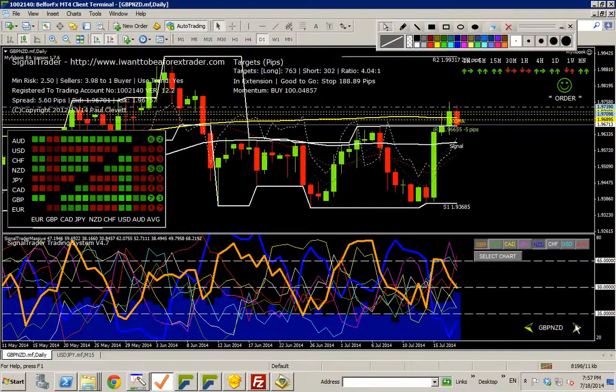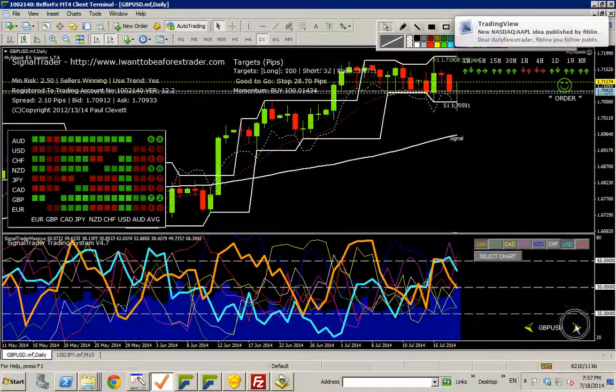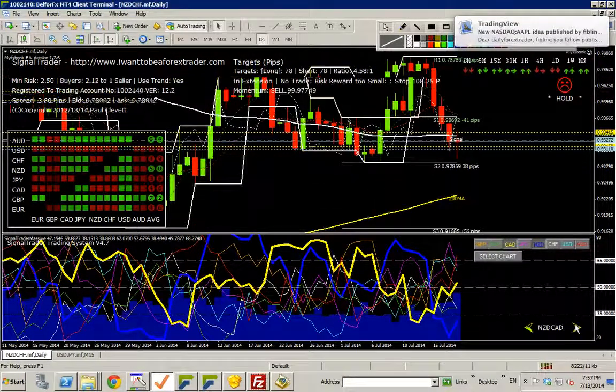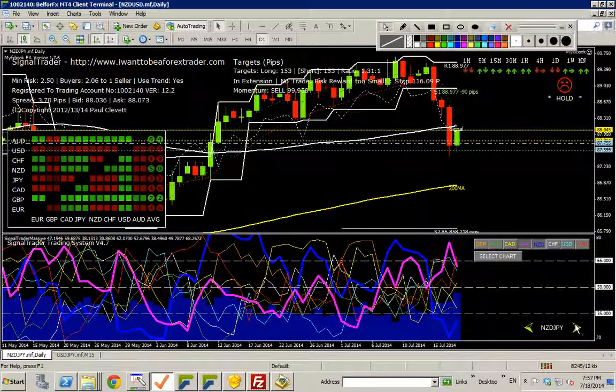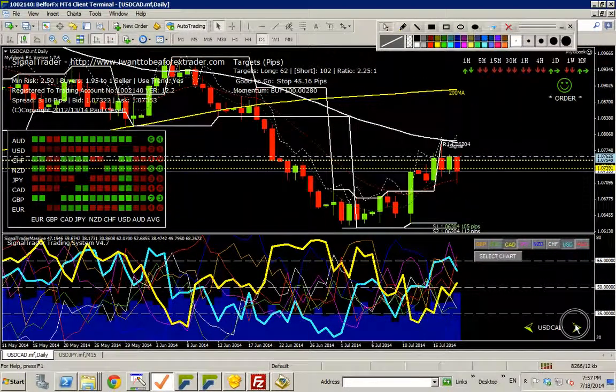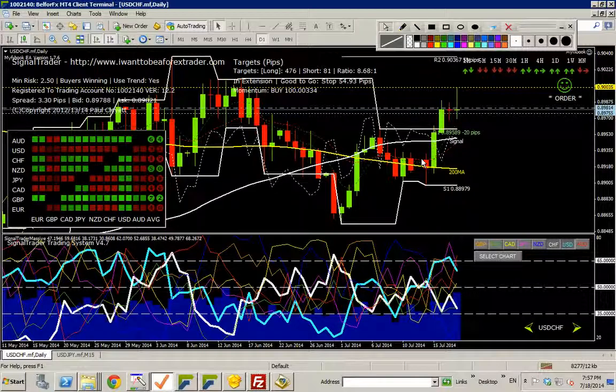You can also flip through the chart. So look down the bottom here, GBP USD, New Zealand CAD, New Zealand Chief. You don't have to have loads of charts open, just have 2 charts open and you can trade all the currency pairs. Because the robot will tell you what's going on. So when it sees something that it's interested in trading, it will tell you. It'll send you an email every hour with the state of your open trades.